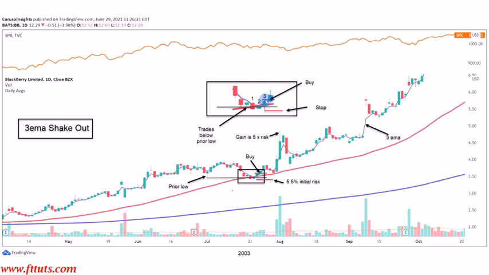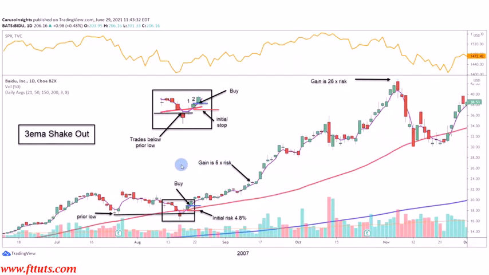So you can see here we had an initial 5.5% risk, and very quickly you had 5 times that risk to the upside, and this stock really exploded higher after that. Here we can see again a similar example. This is Baidu back in 2007. The market was really falling out of bed, and this is the perfect way to really use this pattern.